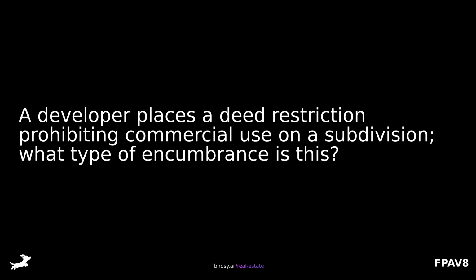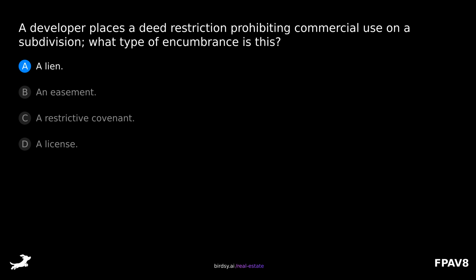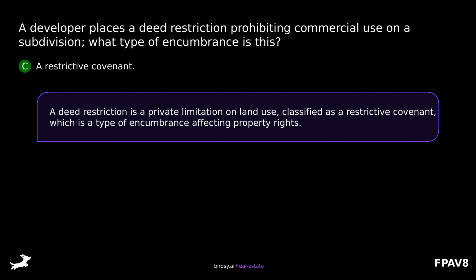A developer places a deed restriction prohibiting commercial use on a subdivision. What type of encumbrance is this? Is it A, a lien, B, an easement, C, a restrictive covenant, or D, a license? The correct answer is C, a restrictive covenant. A deed restriction is a private limitation on land use, classified as a restrictive covenant, which is a type of encumbrance affecting property rights.